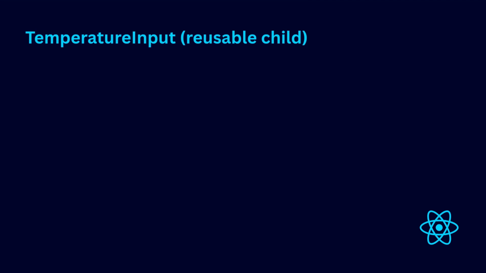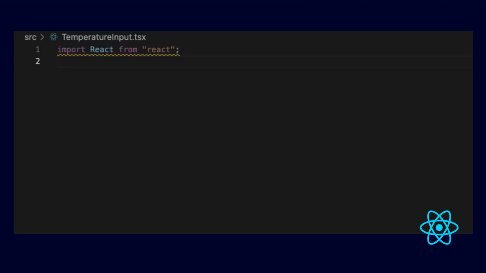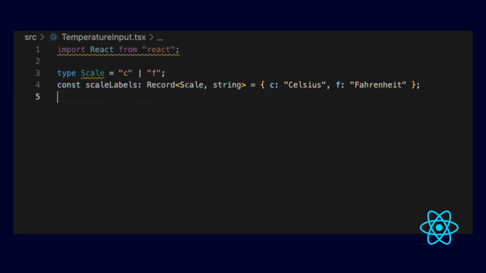Temperature input, a reusable child. First, we will import React since we are creating a functional component. Define a TypeScript union type called Scale. It can be either C for Celsius or F for Fahrenheit. This prevents invalid values. Here we create an object called scaleLabels. The type Record<Scale, string> means the keys must be C or F and each maps to a string. This lets us display a friendly label depending on which scale we are using.